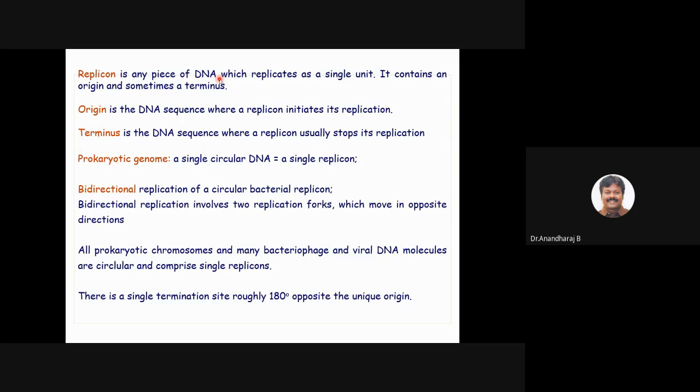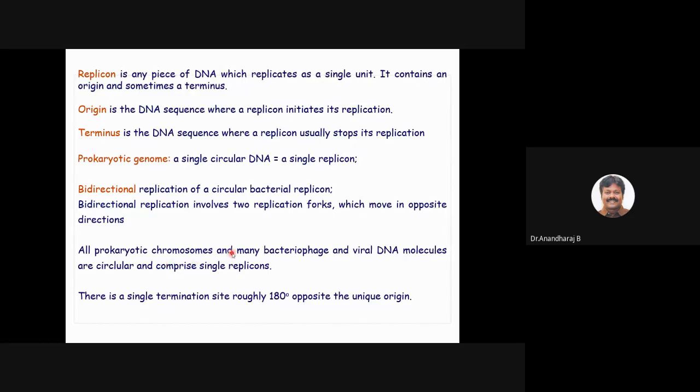In eukaryotes, as I already informed, a number of origins of replication will be there. E. coli has one origin of replication and one termination site. In eukaryotes there are a number of origins of replication, but each origin does not end up with a termination site. There are multiple origins of replication, and that's why they are called multiple replicons in the eukaryotic genome. Bidirectional I already informed.